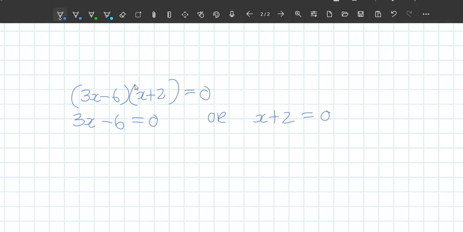We need to get x on its own, so we're taking 6 over the equal sign by adding 6 to each side. And we can divide by 3 on both sides, and 6 divided by 3 is 2. So x equals 2 on this side. On this side, we minus 2 from both sides, and we end up with x equal to minus 2. And that's 1.1.1.